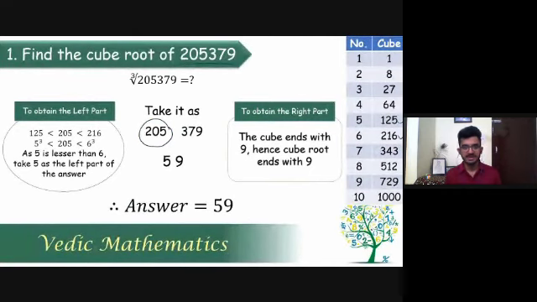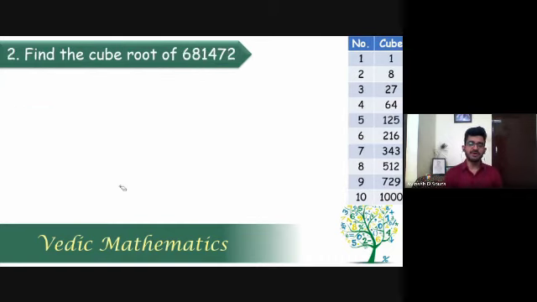205379. So you just have little work in identifying where it lies, provided you learn the cube of a given number. Okay, so we will work out one more. If you have to find the cube root of 681472, those who have understood the method, you can definitely put your answers in the chat box.